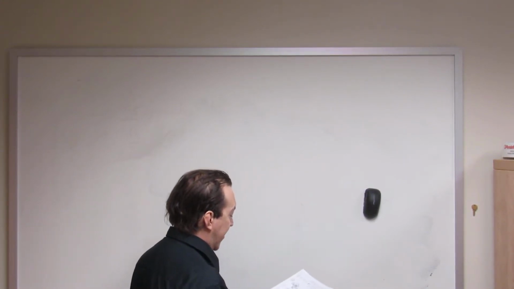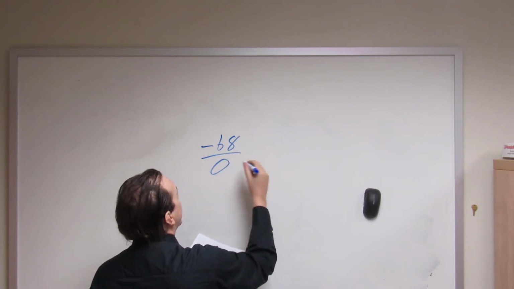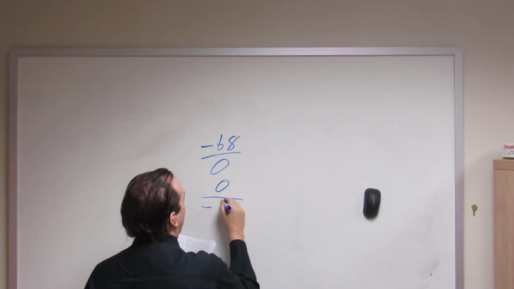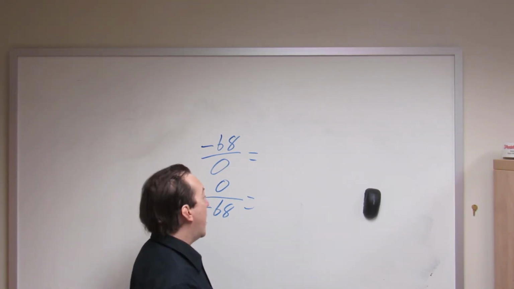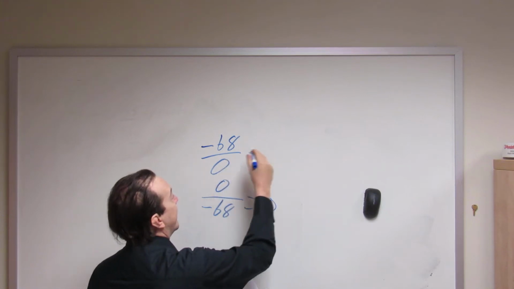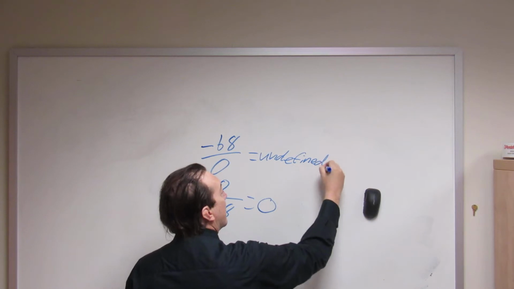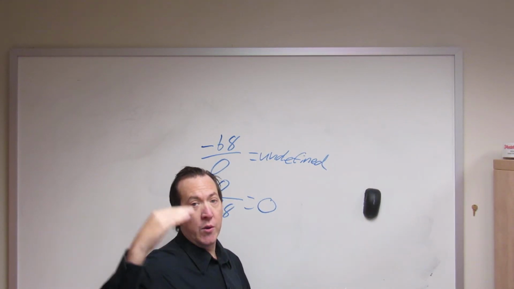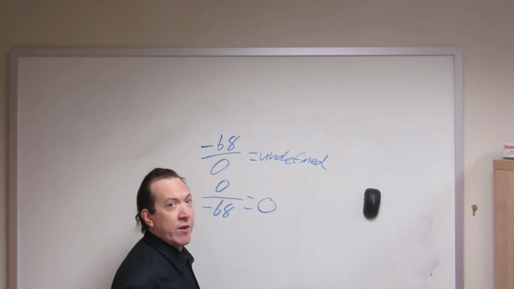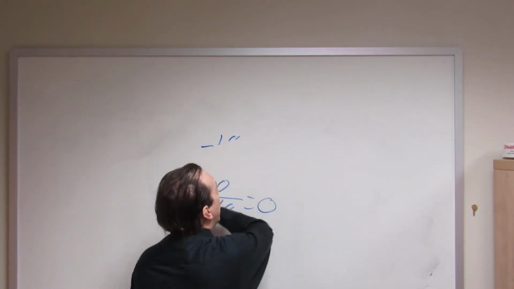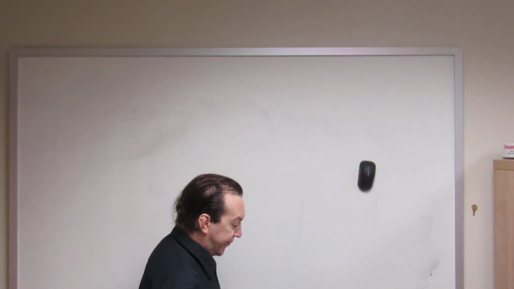Next, you're going to be given something. You're going to be either given negative 68 over 0 or 0 over negative 68. So if 0 is on top, the answer is 0. If 0 is on bottom, it's undefined. That's what you need to remember. 0 on top when you're dividing, the answer is going to be 0. If the 0 is on the bottom, it's an undefined number because you cannot divide by 0.